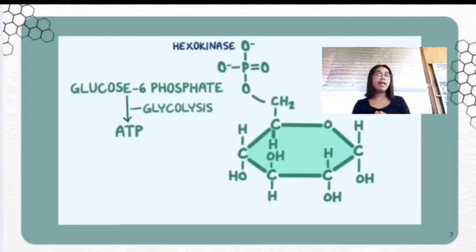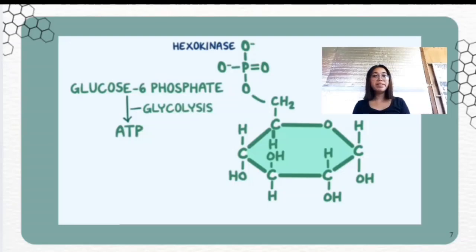Then, inside the cells, an enzyme called hexokinase adds a phosphate group to its 6th carbon, which creates glucose 6-phosphate. Then, the glucose 6-phosphate is broken down during glycolysis, making ATP as a byproduct. So, over time, ATP levels rise and that inhibits enzymes in glycolysis.